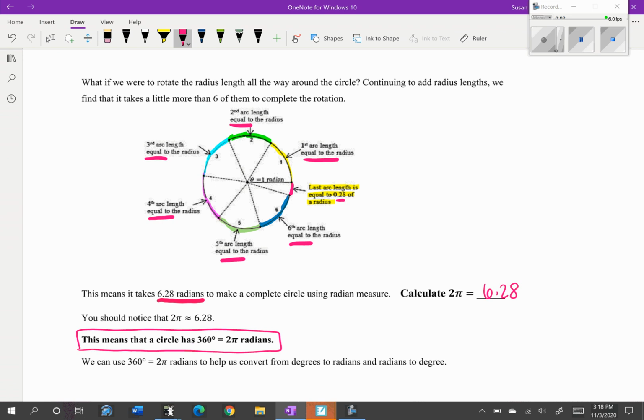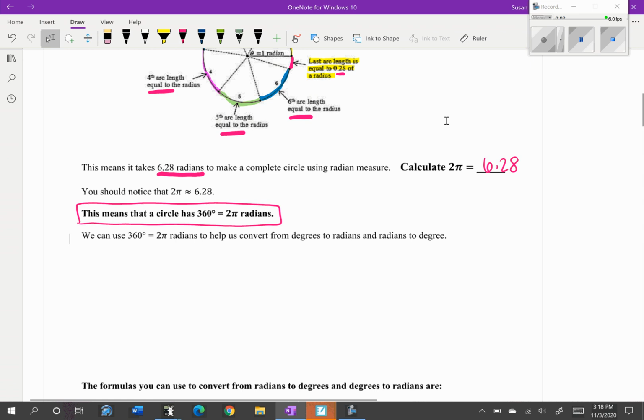So now we can measure a circle not only in terms of the degrees, but now in terms of the radius. So we can use 360 degrees equals 2 pi radians to help us convert from degrees to radians and radians to degrees. So if you think about it, if we know that 360 degrees is equal to 2 pi, well, if we want to figure out what 1 radian is, then we would have to divide both sides by 2 pi. So that would mean 360 degrees divided by 2, which is 180 over pi, is equal to 1 radian.